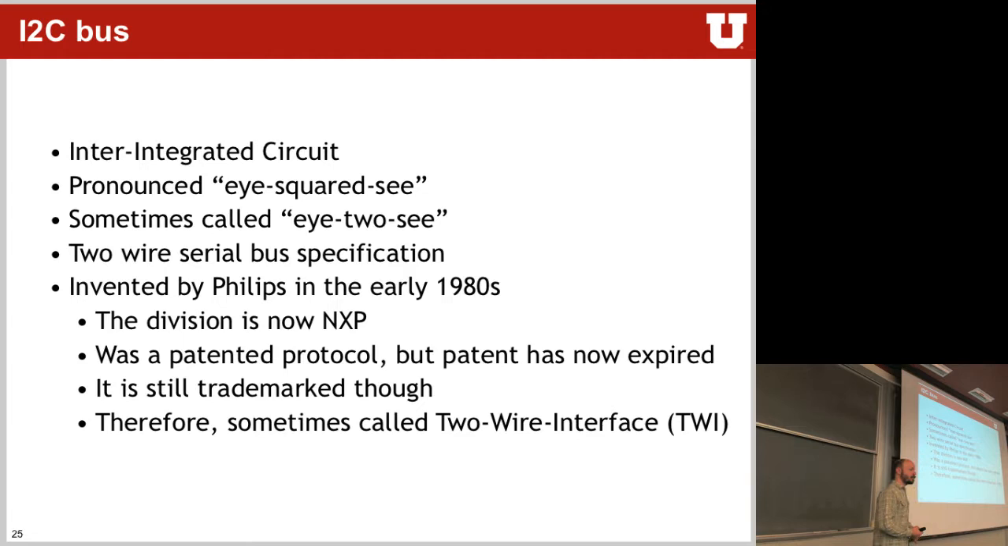It was a patented protocol, so you could not just use it. And with that came a lot of restrictions on who actually used I2C. The patent by now has expired, but it's still licensed, or trademarked, actually. So you can still not just use I2C in your datasheet and on your chips. That's why oftentimes, instead of naming it I2C, they call it two-wire interface. It's the exact same thing, but they avoid the trademark.